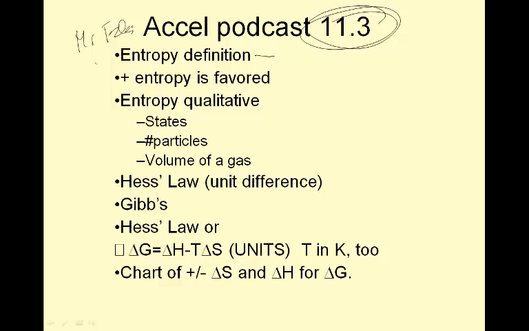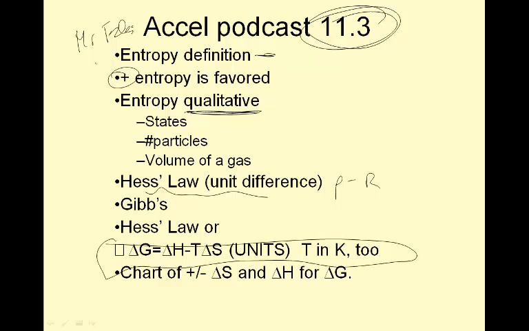We're going to look at the definition of entropy. We're going to learn when positive entropy is favored. We're going to look at qualitatively what's more entropic than the other ones. Hess's law, which again is products minus reactants. Gibbs free energy, Hess's law, or this is the other way to find this, and then charts of that. So let's hop right to it.